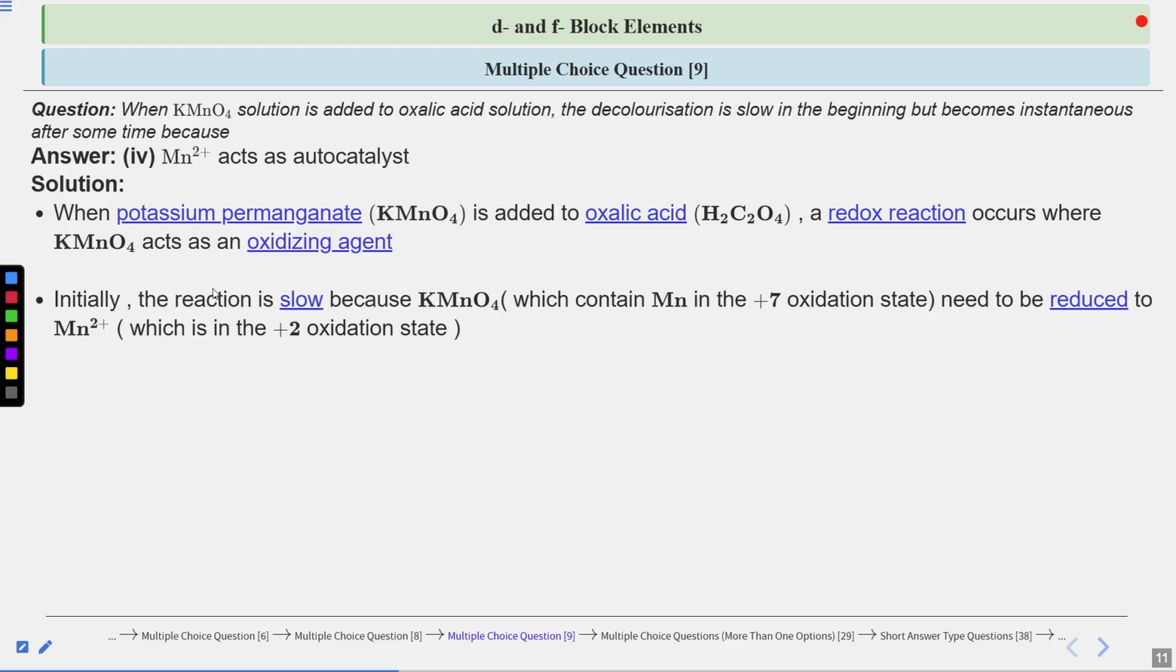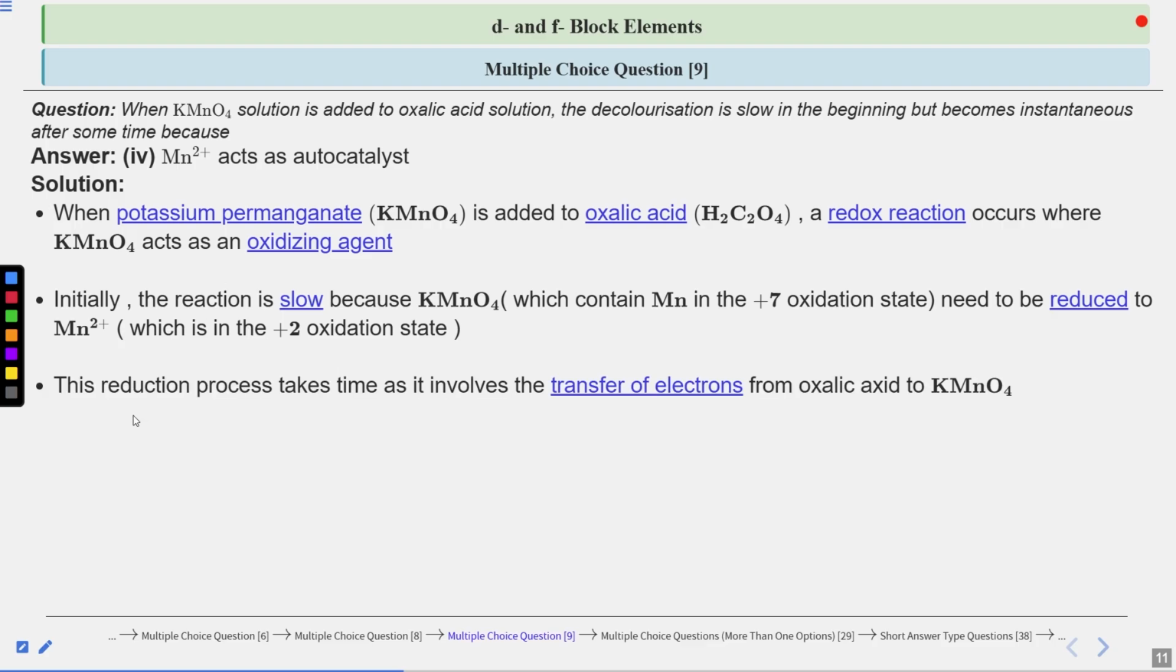Now initially the reaction is slow. Why? Because the KMnO4, which is acting as oxidizing agent and which contains manganese in its +7 highest oxidation state, needs to be reduced to manganese 2 positive, which is in the +2 oxidation state, right? So reduction will happen and it will act as oxidizing agent. Okay, and the reaction will be slow.